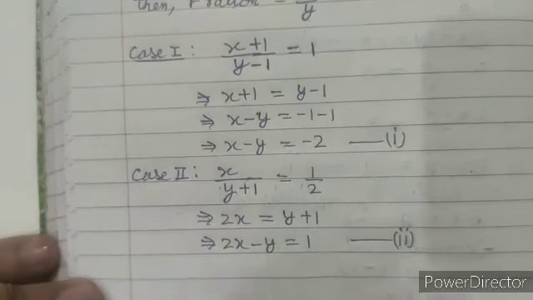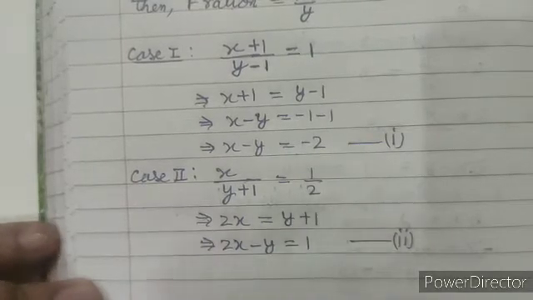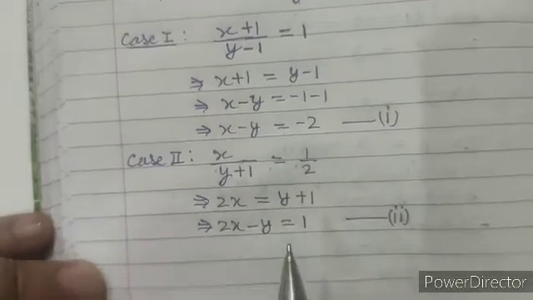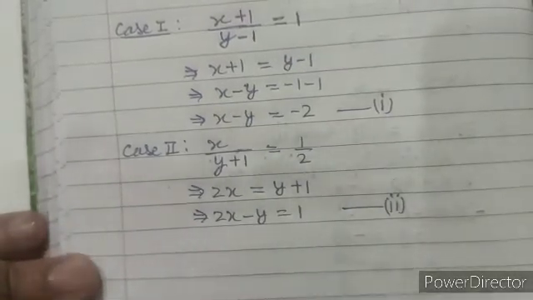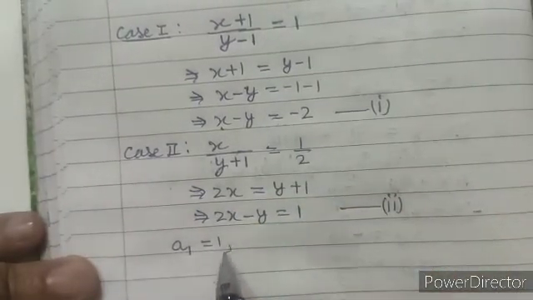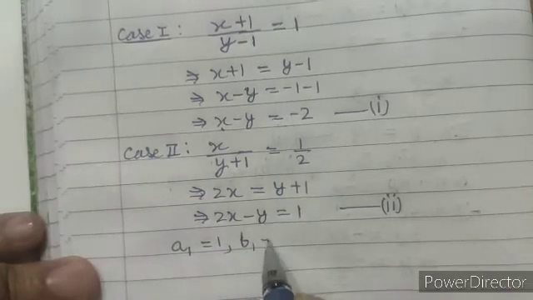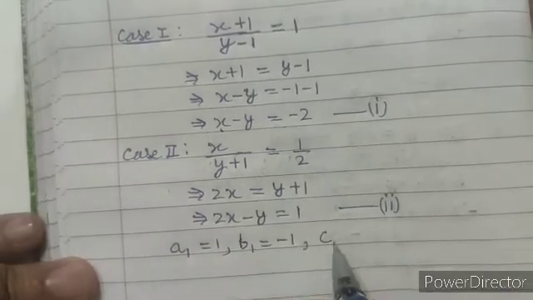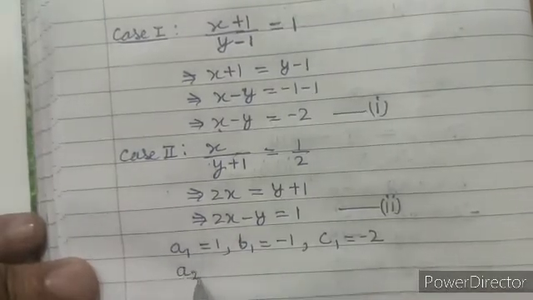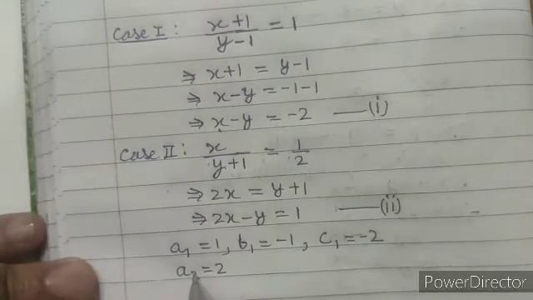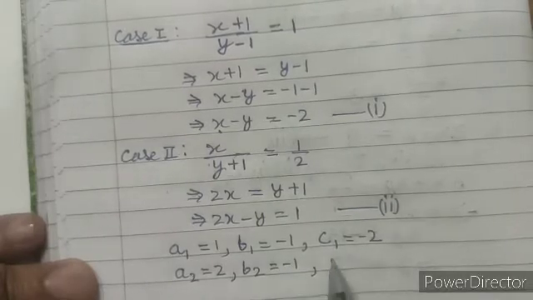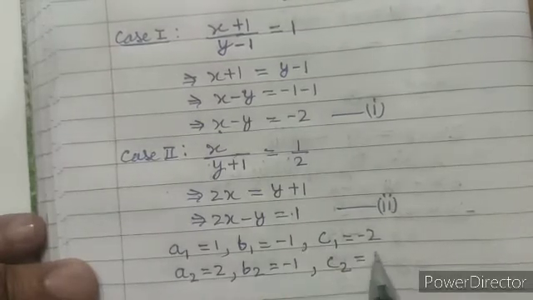Now we will solve it by elimination, but first of all we will check whether the solution of these two linear equations in two variables exists or not. For that, in equation number 1, the coefficient of x is 1, the coefficient of y, that is b1, is equal to minus 1, and the constant term c1 is minus 2. Similarly, in equation second, the coefficient of x is 2, that we will take as a2, the coefficient of y, b2, is equal to minus 1, and c2, the constant term, is equal to 1.